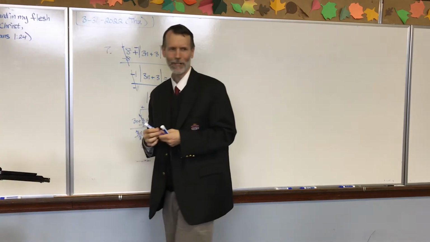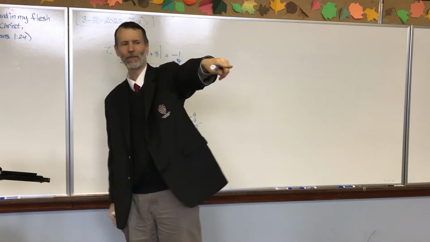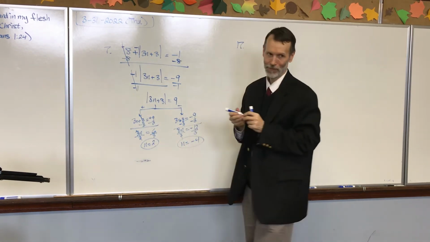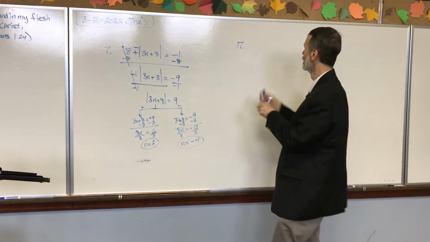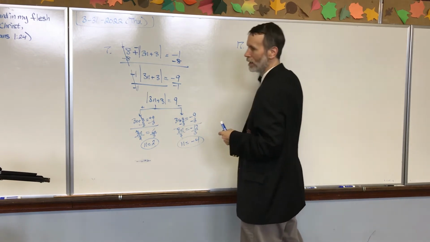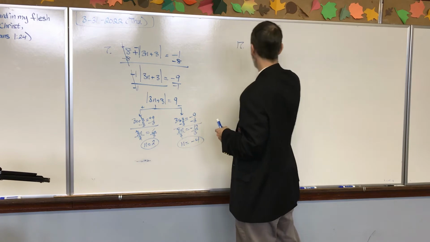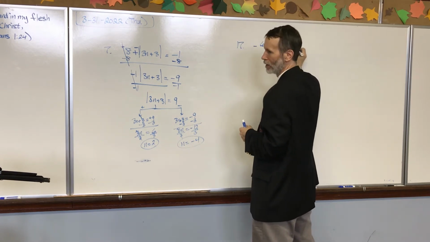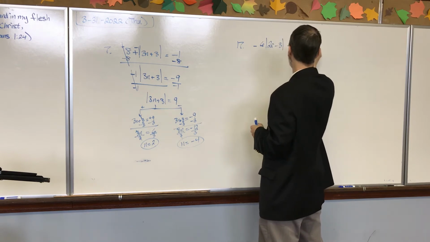Can somebody read that off for me? Jack, can you read off number 17 for me? By the way, save the extra questions for a moment. Go ahead, Jack. Negative 6 times the absolute value of 2r minus 3, minus 1, is greater than negative 79.